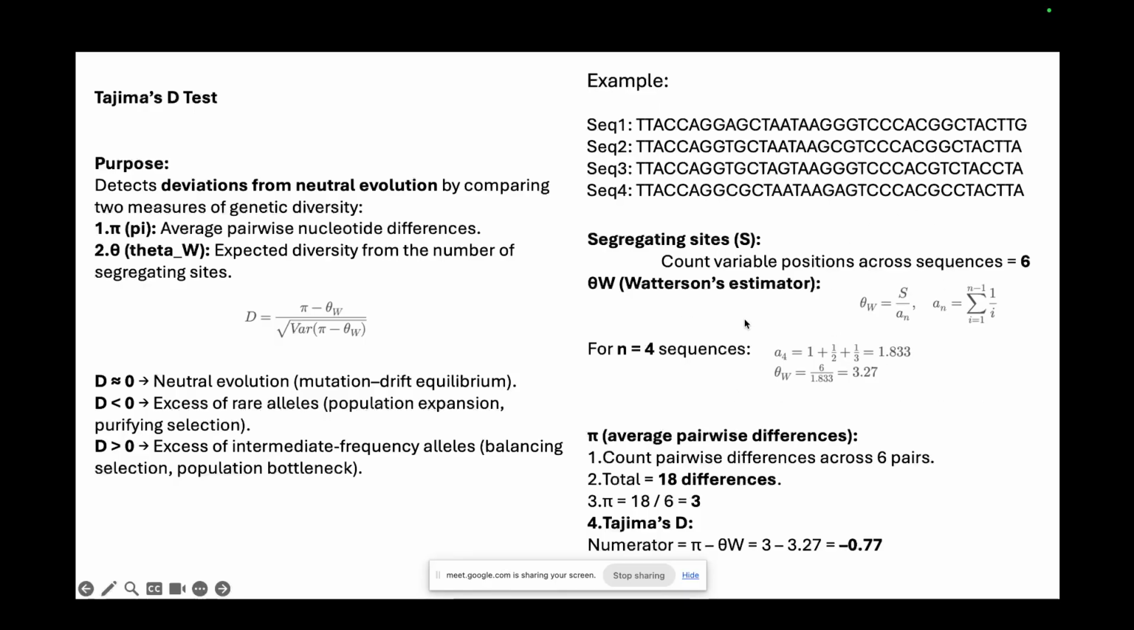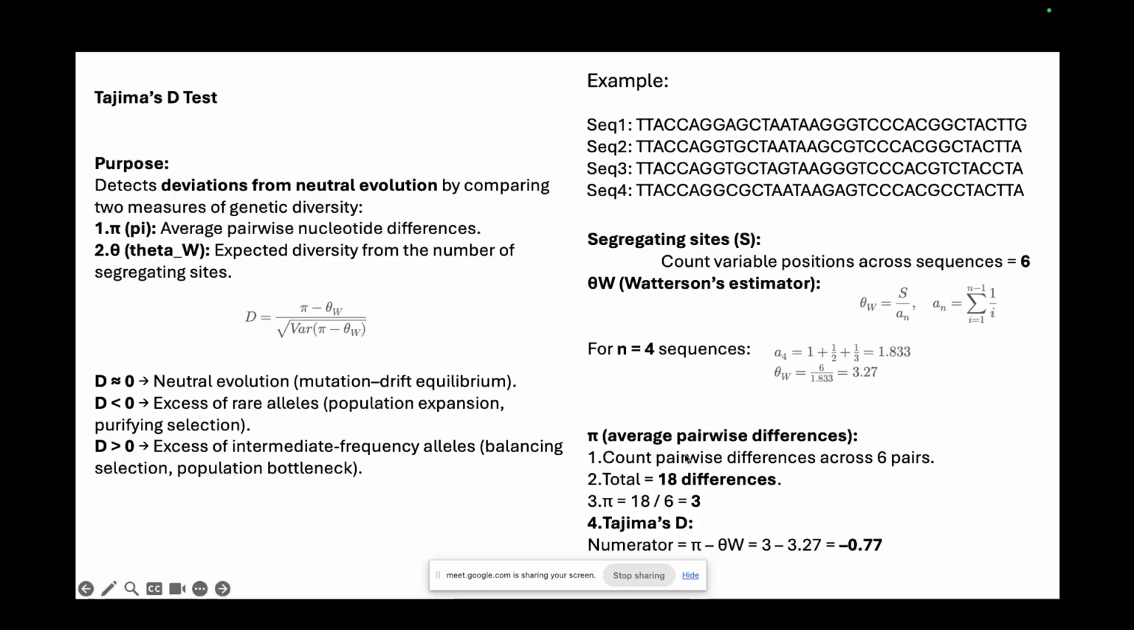So theta W, which is Watterson's estimator, is given by this formula, S by a_n, where a_n is the summation from 1 to n minus 1 of 1 by i. In this case, n is the number of sequences, so there are four sequences. To calculate theta W, first you have to calculate a_n. So a_n will be 1 by 1 plus 1 by 2 plus 1 by 3, because it goes to n minus 1. That becomes around 1.833. And theta W is given by S by a_n. S is 6, a_n is 1.83, which gives 3.27. So theta W has been calculated.